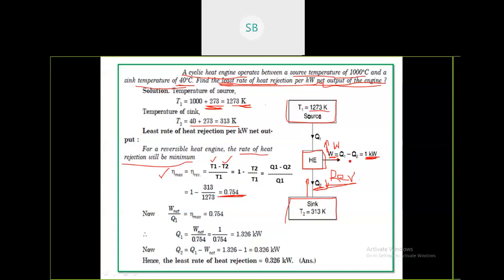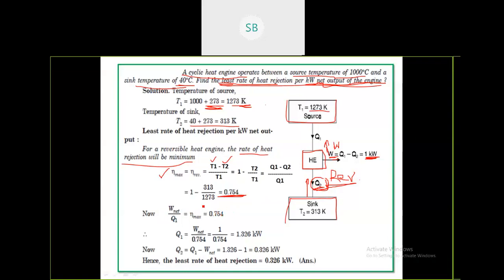If we consider W as 1 kilowatt, whatever the work output is, 1 kilowatt, then what is the value of Q2? That is taken per kilowatt net output. Per kilowatt means what we do, we consider 1 kilowatt. So from this we have to find out Q2. How will we find out Q2?